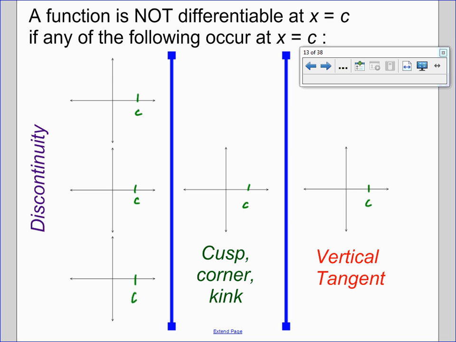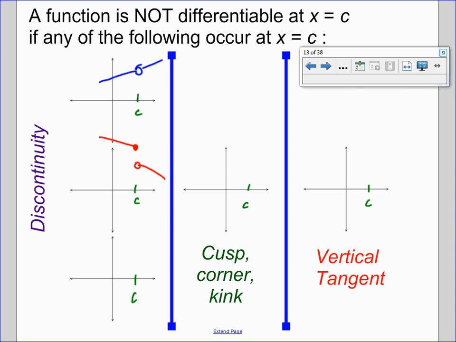A removable discontinuity is called removable because we could fix the problem if we were simply to redefine the function at x equals c so it plugged the hole. What's a different kind of discontinuity? Savannah? Step discontinuity. A step discontinuity is where the function might exist at x equals c, or it might not exist, but the left-hand limit does not match the right-hand limit. And so I'll do something like this. We had a step discontinuity.